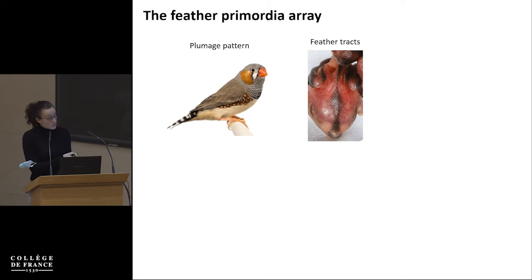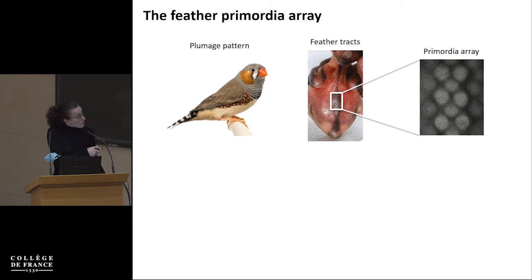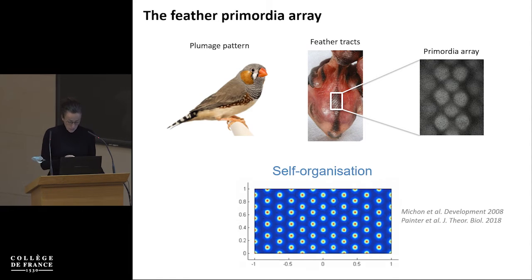that are thought to allow the steric space necessary to fly. And so if we zoom in on one of these tracts, you can see that the precursors of feather follicles, called primordia, are arranged in these geometries, and they actually form very typical dotted arrays. And these have been studied pretty broadly, and a lot of different studies predicted through mathematical modeling that this type of dotted array arises through self-organization.